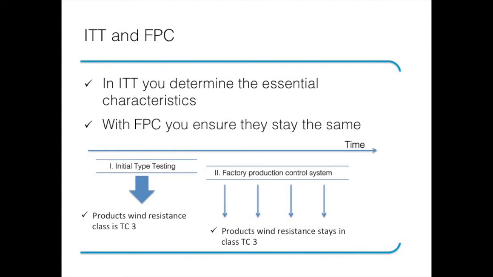So to wrap it up, the main point of the ITT in a CE marking project is to choose and determine the essential characteristics you want to showcase in your CE mark. ITT is only done once, since the FPC system, which we will look into in our next video, is there to ensure the product's characteristics stay the same even after 10 years.